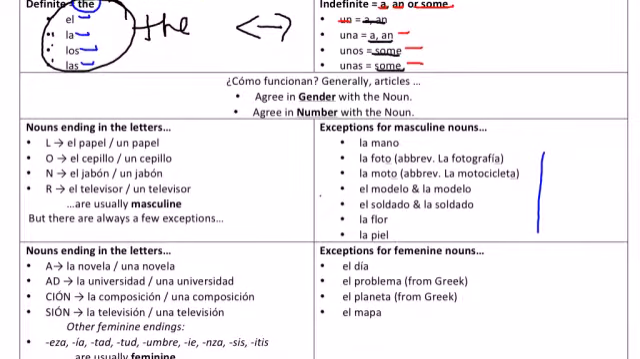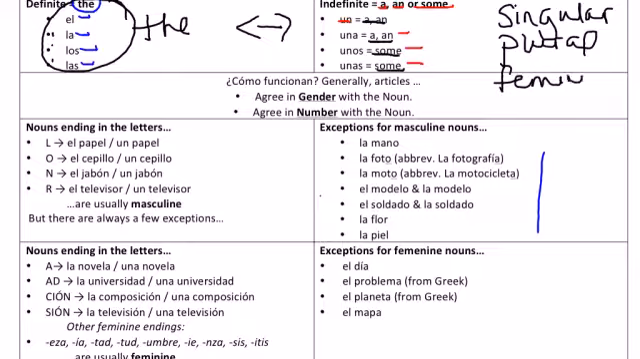Now, since we have 4 designations that correspond to singular, plural, feminine, and masculine, we need to be able to determine what the gender is, which is going to be feminine or masculine, or what the number is, which is going to be singular or plural. The first step is to determine gender.